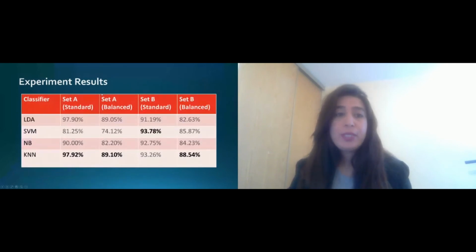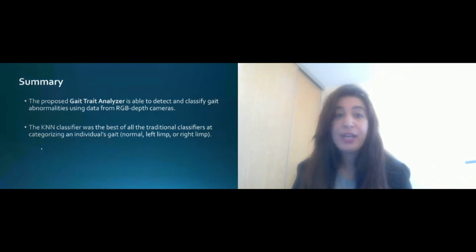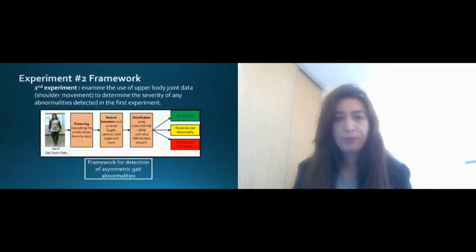We have used many classifiers, as I mentioned before. These are the accuracy rates of the classifiers. So in summary, the proposed gait trait analyzer was able to detect and classify gait abnormalities. Now we found out that the KNN classifier was the best of all traditional classifiers.